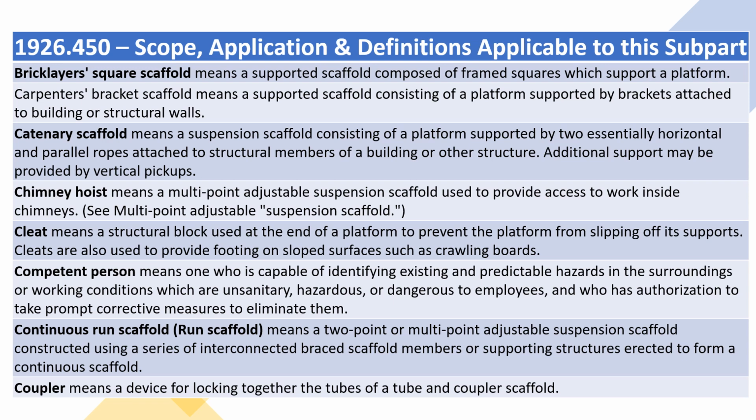Catenary scaffold means a suspension scaffold consisting of a platform supported by two essentially horizontal and parallel ropes attached to structural members of a building or other structure. Additional support may be provided by vertical pickups. Chimney hoist means a multi-point adjustable suspension scaffold used to provide access to work inside chimneys. See multi-point adjustable suspension scaffold.